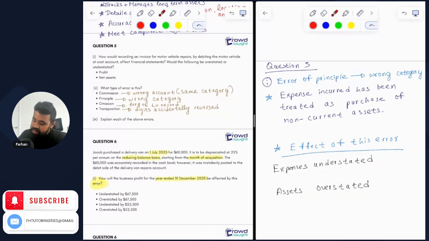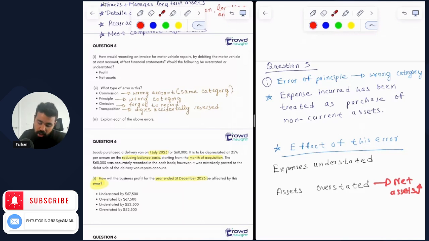What about net assets? So net assets are overstated because if assets are overstated, net assets are definitely overstated as well, because net assets simply refer to the total assets minus total liabilities. So if your total assets are overstated because you recorded this amount as part of a motor vehicle purchase, then definitely your net assets are also going to be overstated. So the final answer of the question for part one is that profits are overstated and net assets are overstated.